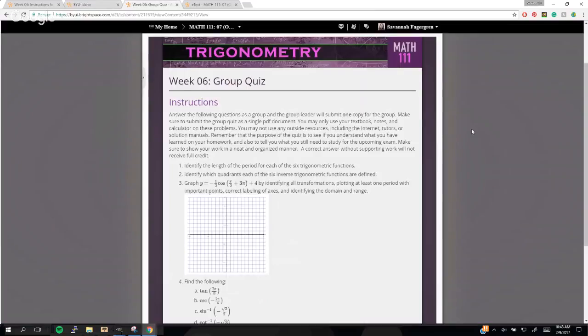Okay, identify the length of the period for each of the trigonometric functions. Sorry, mine's still loading. Okay. So for all 6 of them? Yeah. So we know that sine and cosine should be 2 pi. That's the ones that you were telling me before, right? Yeah. And then tangent you said was pi. Yeah. And cotangent.